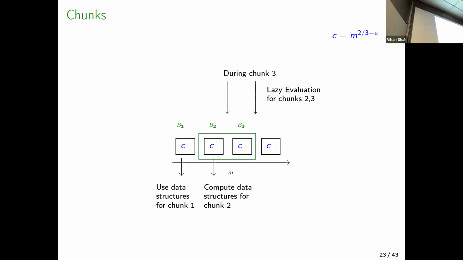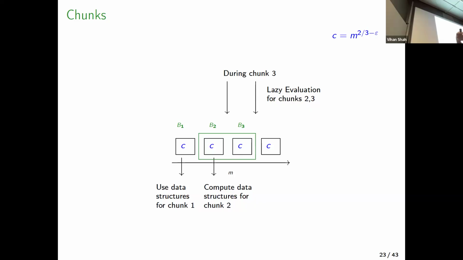It's time to go forward. Okay, so the way these M to the 4/3 chunks work is, while inserting chunk 3, for example, we're computing data structures for chunk 2. So you're doing this in parallel, right? How much time does it take to insert this whole chunk? Roughly M to the 4/3 time, right?